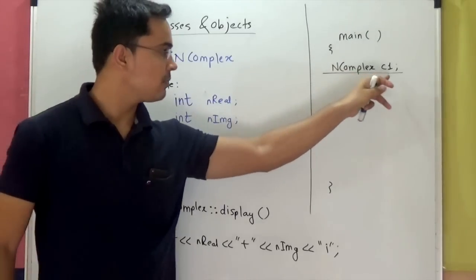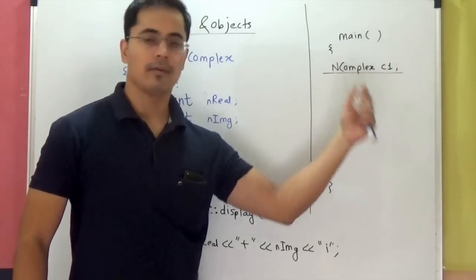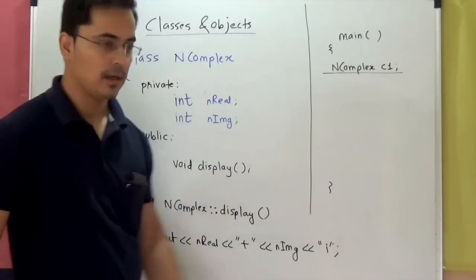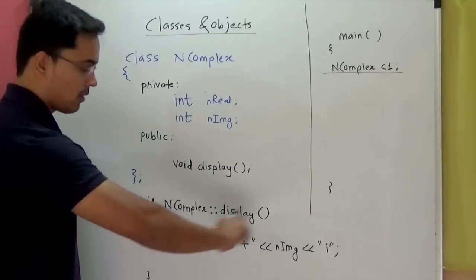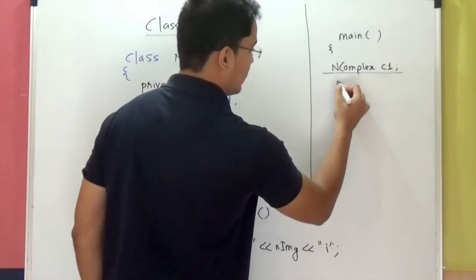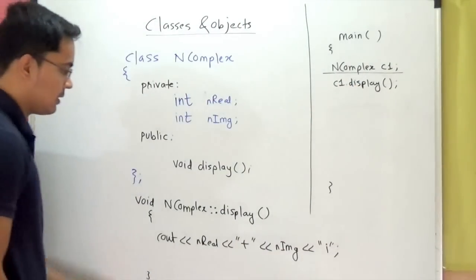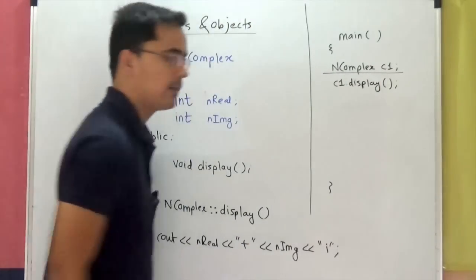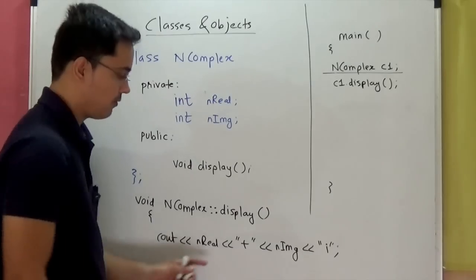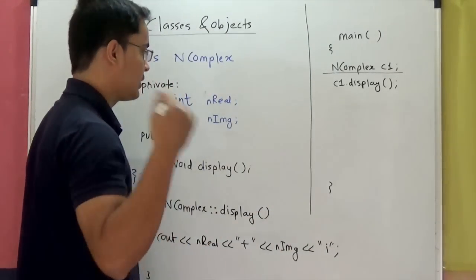Just by saying the class name, space, whatever object name you want to give. C1. Here we are creating object C1. Once you create that object, right, you can invoke this member function on that. So you can say C1.display, because this is a public function, right? So you can directly invoke that C1.display, and this shall print some values. I assume at this point that this will print some garbage values.